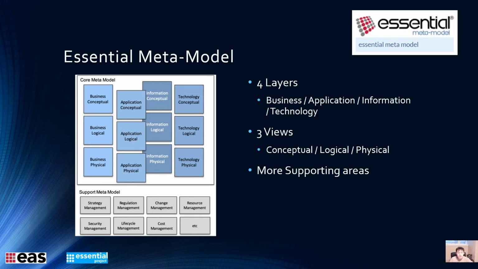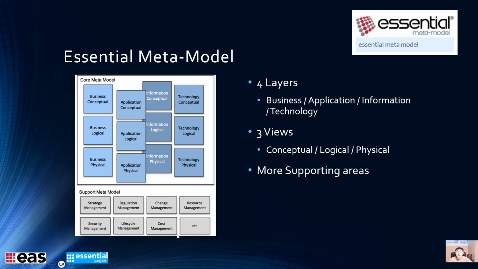So 4 layers, 3 Weaver views. The layers are business, application, information, and technology, and for every layer we have 3 perspectives for views: the conceptual view, logical view, and the physical view. Beyond this, those are the core meta model, and there are also a number of supporting meta models, like strategy, regulation, change, and resource.